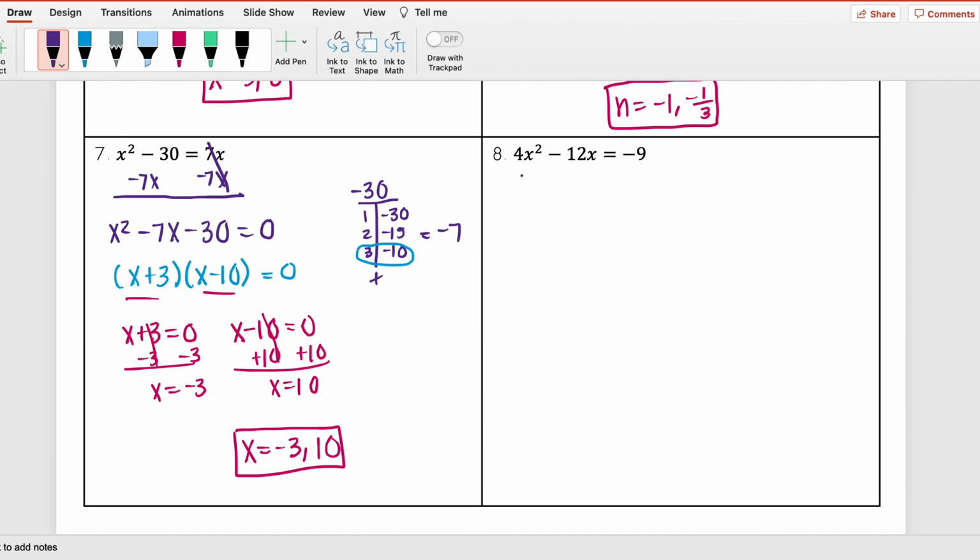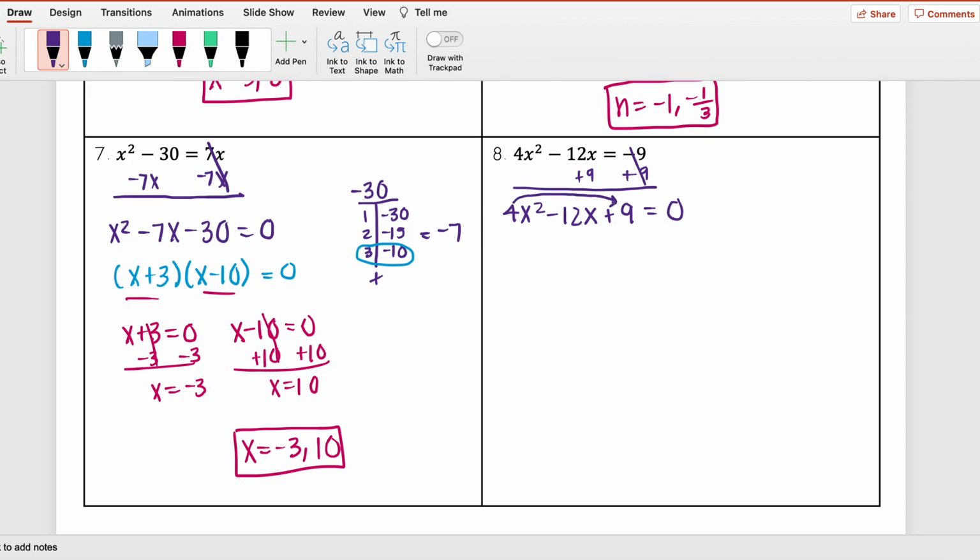So for this last one, I have 4x squared minus 12x equals negative 9. My first step is I need to make sure this is set equal to 0, so I'm going to add 9 to both sides. And so I get 4x squared minus 12x plus 9 is equal to 0. My first step is always to check for a GCF. I see here that 4, 12, and 9 don't have a common factor between all three of them. They don't have an x to share, so there's no GCF. So that means I need to use my AC method here.